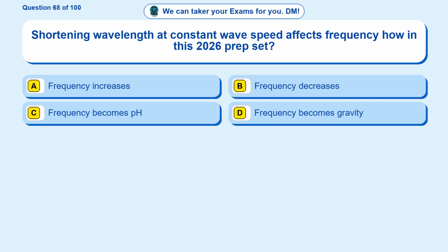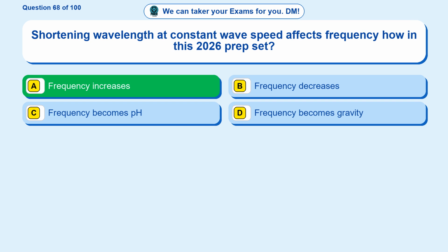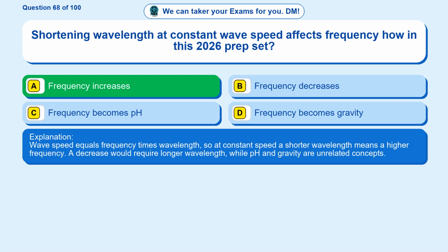Question 68. Shortening wavelength at constant wave speed affects frequency how in this 2026 prep set? Option A, frequency increases. Option B, frequency decreases. Option C, frequency becomes pH. Option D, frequency becomes gravity. The correct answer is option A. Frequency increases. Wave speed equals frequency times wavelength, so at constant speed a shorter wavelength means a higher frequency. A decrease would require longer wavelength, while pH and gravity are unrelated concepts.